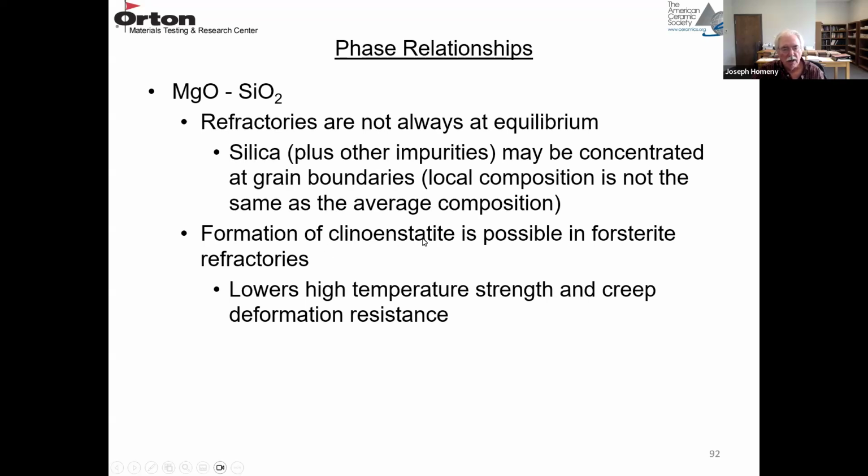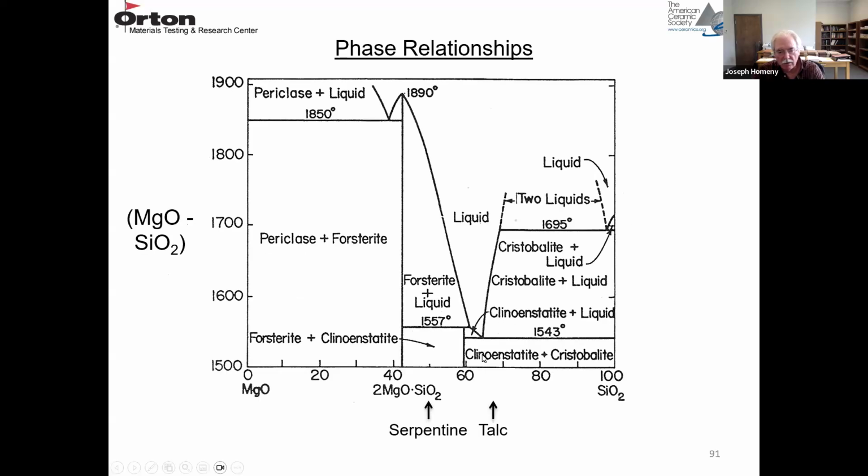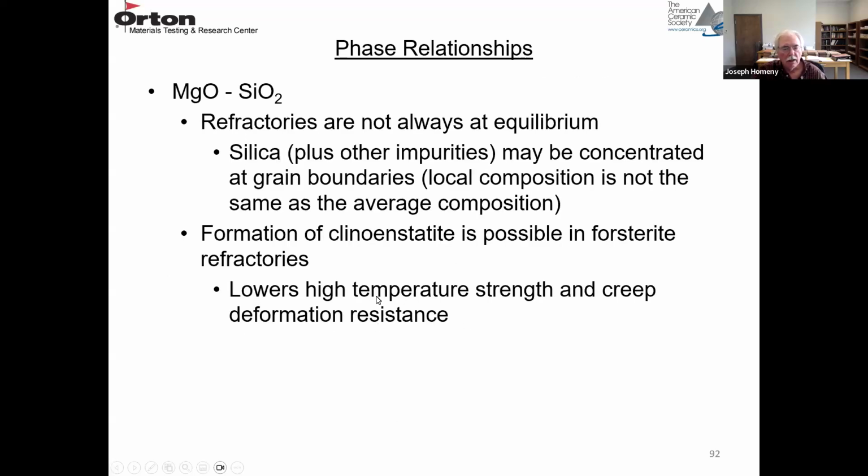So the formation of clinoansitite is possible in phosphorite refractories if the impurities are going to be concentrated at the grain boundaries. So when these low melting phases form like clinoansitite, which melts at 1557 degrees C, you're going to have a low strength at high temperatures, and you're going to have poor creep resistance.